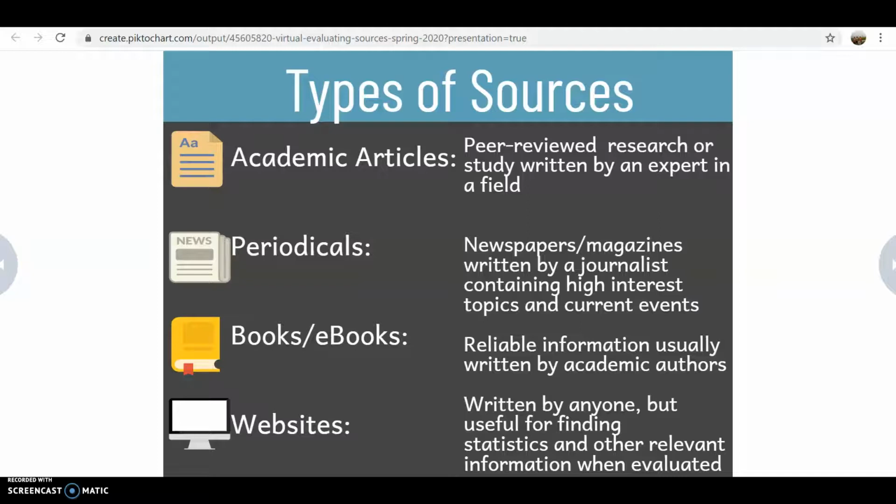If you already have something that's up to date and written by somebody with a PhD in a field, then you're probably okay. So you just want to be mindful of these areas whenever you're looking for sources.